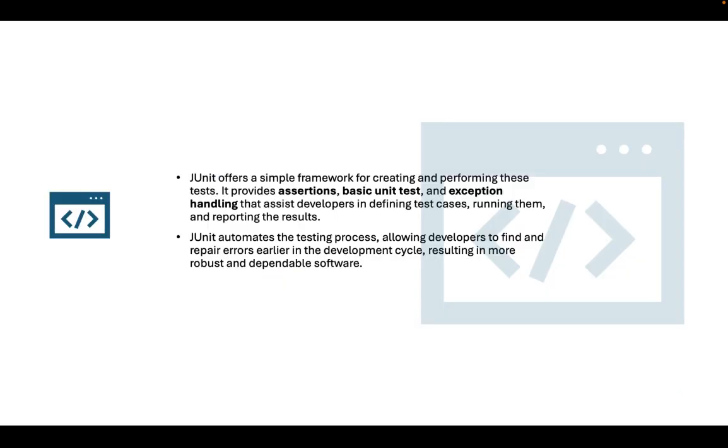So, what is JUnit? JUnit offers a simple framework for creating and performing these tests. It provides assertions, basic unit tests, and exception handling that assist developers in defining tests, running them, and reporting the results. JUnit automates the testing process, allowing developers to find and repair errors earlier in the development cycle, resulting in more robust and dependable software.